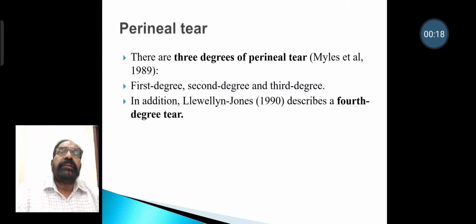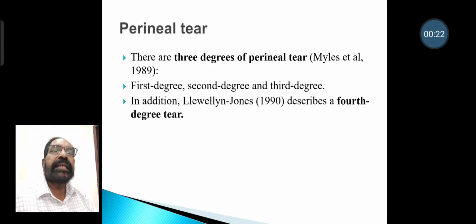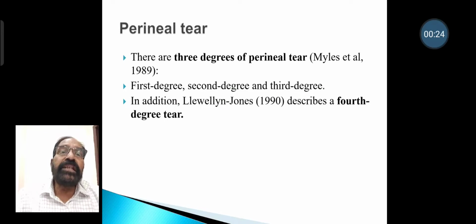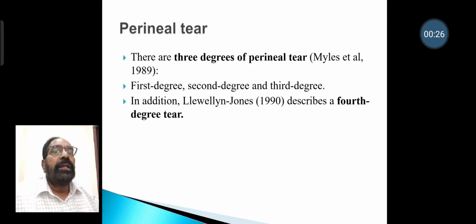Perineal tear. There are 3 degrees of perineal tear: first degree, second degree and third degree. In addition, Jones describes a 4th degree of tear.